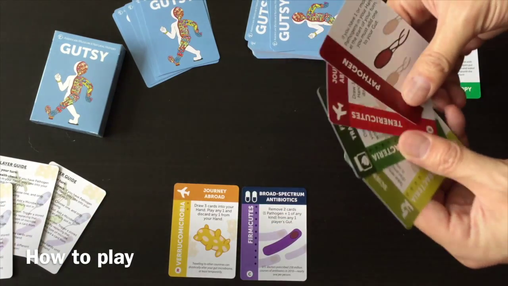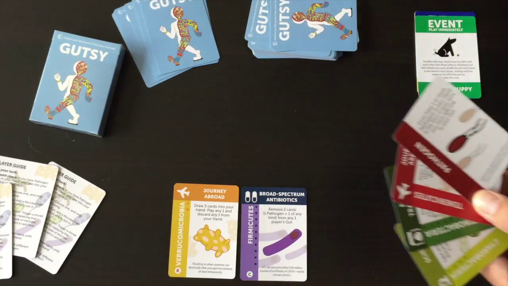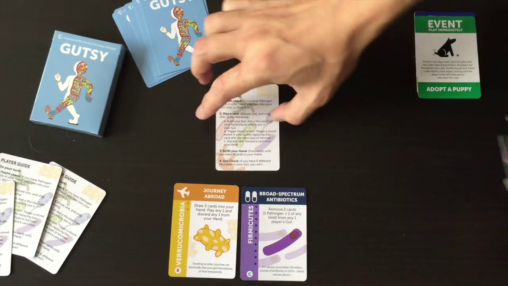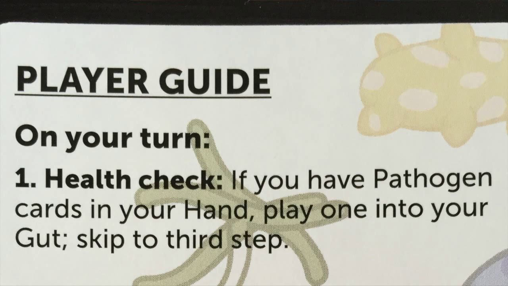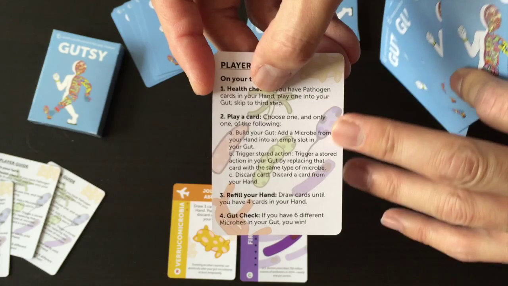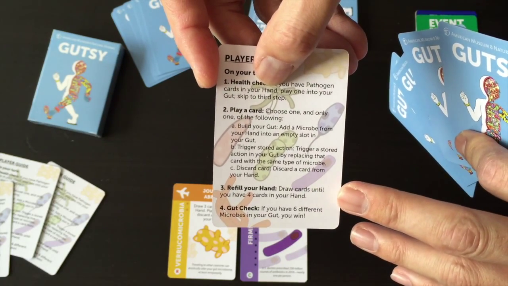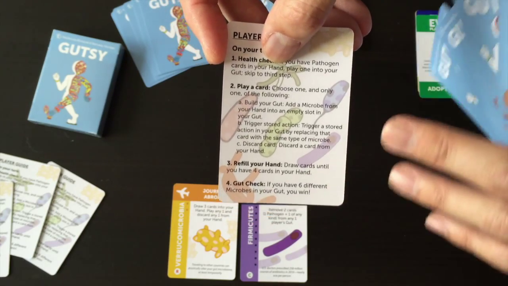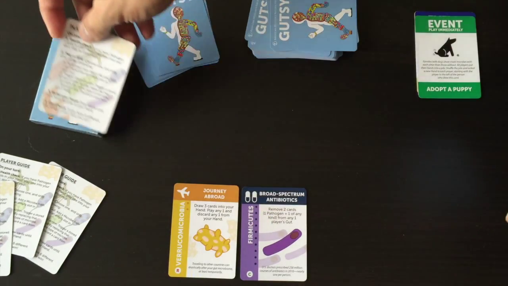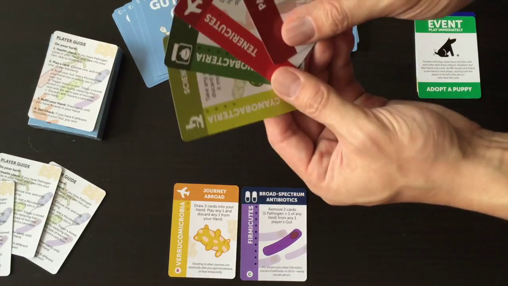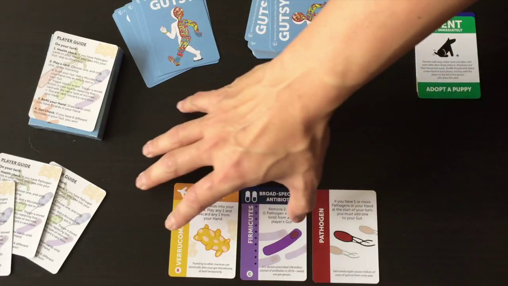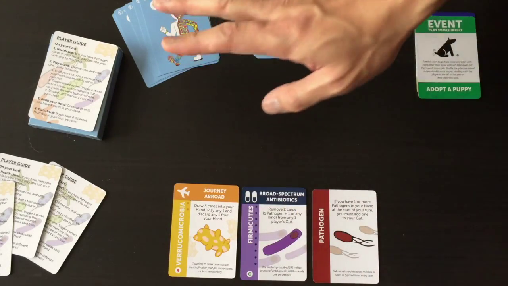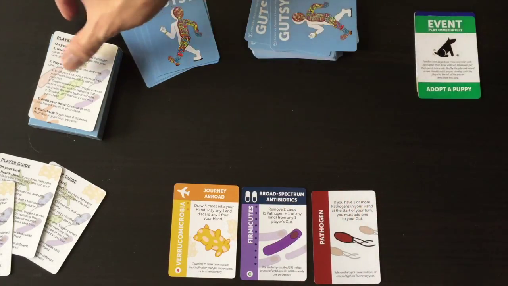At the start of your turn, the first thing you'll do is a health check. If you have pathogen cards in your hand, you play 1 into your gut, and then you skip the rest and just go to step 3 and then step 4. Having pathogens is bad because it makes you sick. For example, in my hand I have a pathogen, so I must play this out, so I place this down in my gut if I have a space. If I do not have a space, I need to kick away one of the old cards and replace it with the pathogen card.